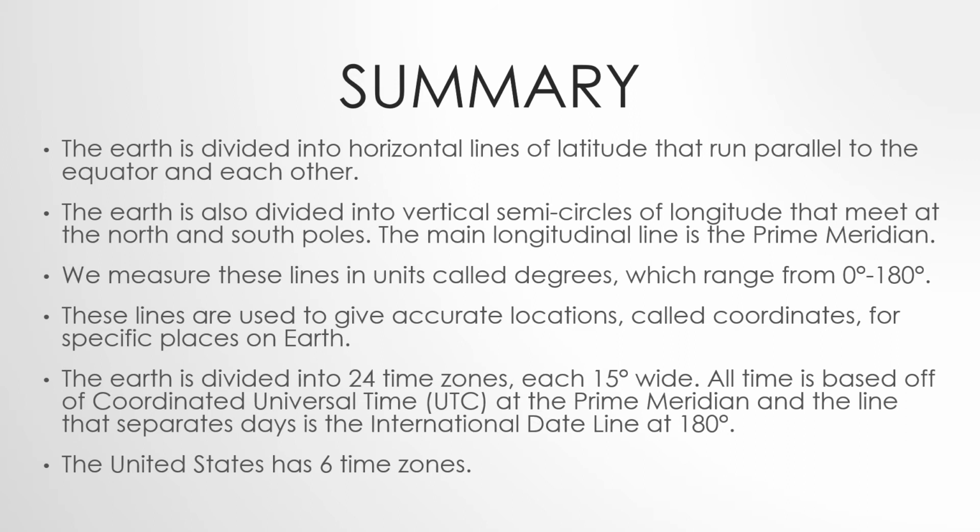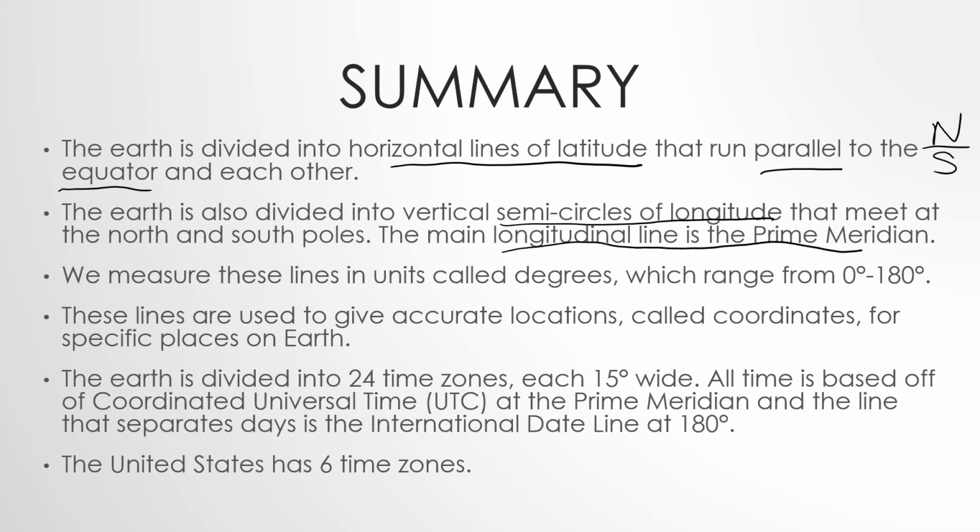So let's go over a summary now. The Earth is divided into horizontal lines of latitude that run parallel to the equator and to each other. This divides it into north and south. The Earth is also divided into semicircles of longitude. They meet at the north and south poles. The main longitudinal line is the prime meridian. This divides the Earth into west and east, not south. We measure these lines in units called degrees, and we say they can go from 0 degrees to 180 or even 360 degrees. These lines are used to give accurate locations or coordinates for specific places on Earth.